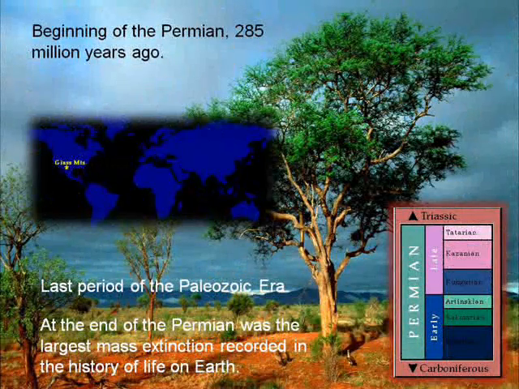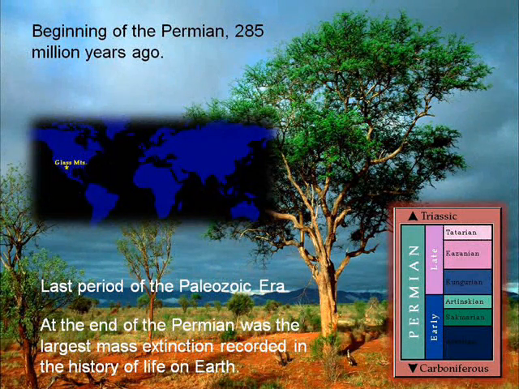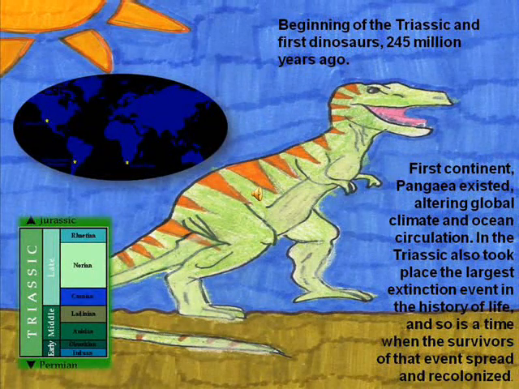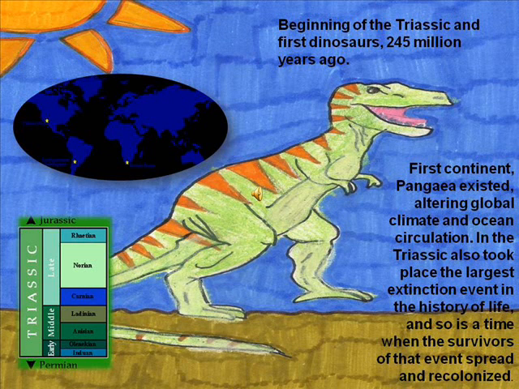Beginning of the Permian, 285 million years ago. Last period of the Paleozoic era. At the end of the Permian was the largest mass extinction recorded in the history of Earth. Beginning of the Triassic period and the first dinosaurs, 245 million years ago. The supercontinent Pangaea existed, altering global climate and ocean circulation. The Triassic was also a time when the survivors of the earlier extinction event spread and recolonized.